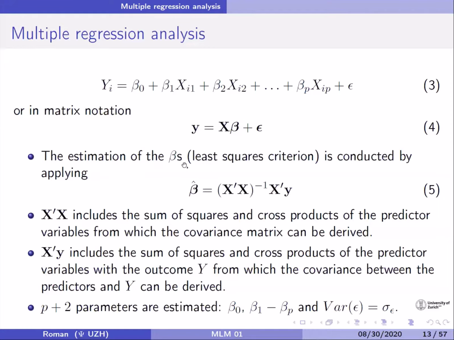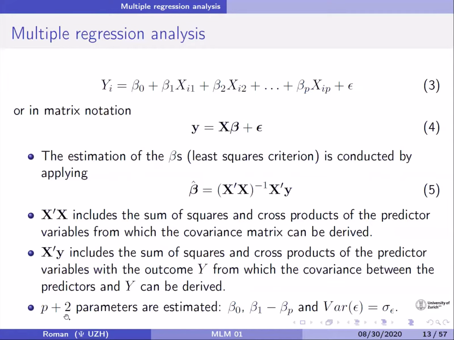So the estimation of the betas using the least squares criterion presented earlier is conducted by applying the formula X transpose X inverse times X transpose Y. The X transpose X term includes the sum of squares and cross products of the predictor variables, from which the covariance matrix can be derived. This is another way of saying this term takes into account the relationships between the predictors. X transpose Y includes the sum of squares and cross products of the predictor variables with the outcome Y, from which the covariance between the predictors and Y can be derived. Again, this is another way of saying the relationship between the X variables and Y is taken into account.